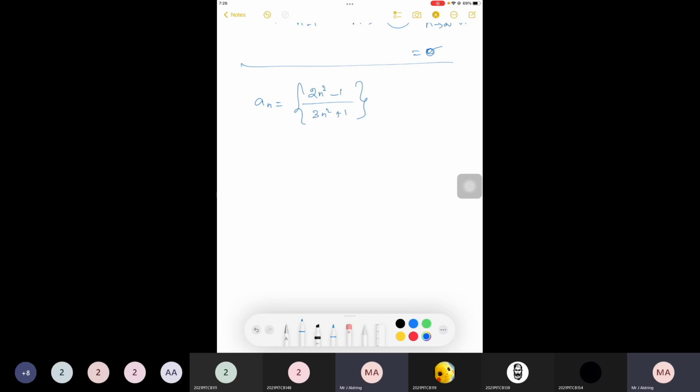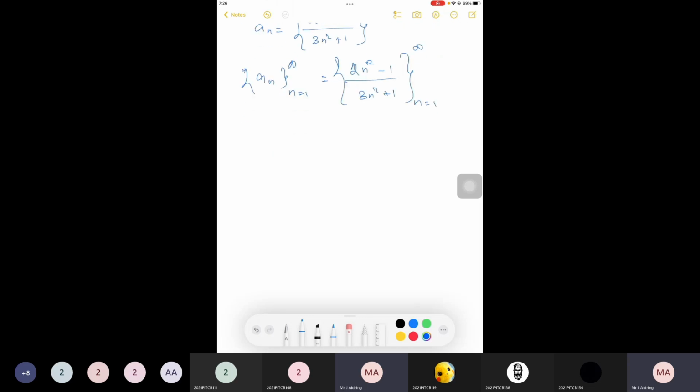Here you may consider the sequence as n tends to infinity, in the sense that you can apply the limit here: (2n square minus 1) by (3n square plus 1), as n tends to infinity. Then, if you apply the limit, the limit as n tends to infinity of an is equal to the limit as n tends to infinity of (2n square minus 1) divided by (3n square plus 1).